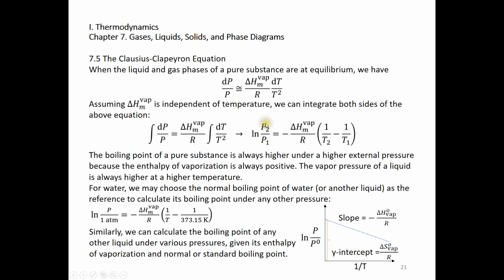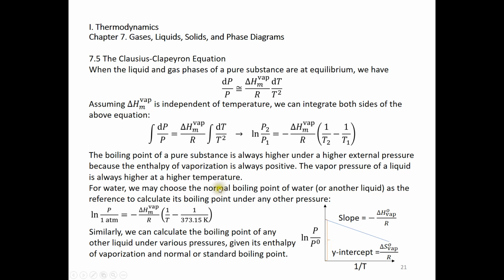Alright, what if P2 is greater than P1? Then we can derive that the sign of this has to be negative, so T2 is greater than T1. So again, the vapor pressure of a liquid is always higher at a higher temperature, and also, well, the boiling point of a pure substance is always higher under a higher external pressure. So both statements are correct.